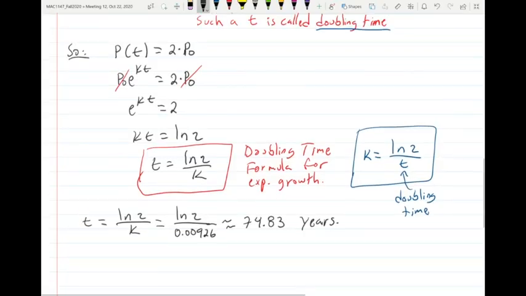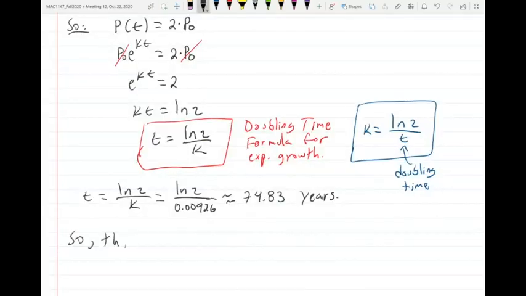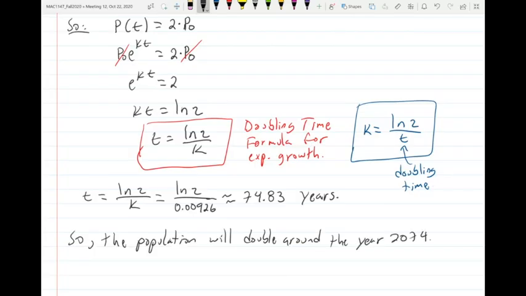So when will the population double? It will be around the year 2074. Okay? So the population will double around 2074, around the year 2074. Because it's not quite 2075 because it's less than 75 years, right? So you can also estimate more or less the month in which this will happen, but we're not getting there. Right? Okay, anyways, questions?